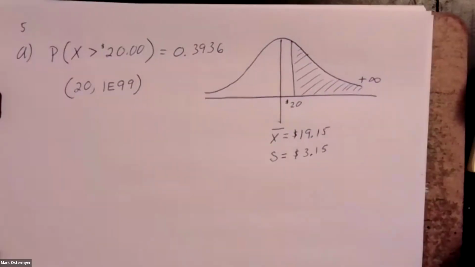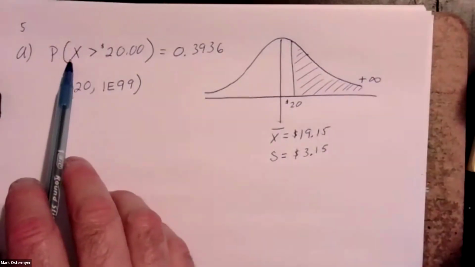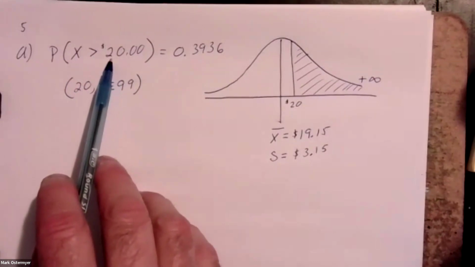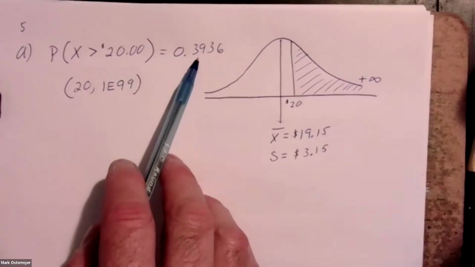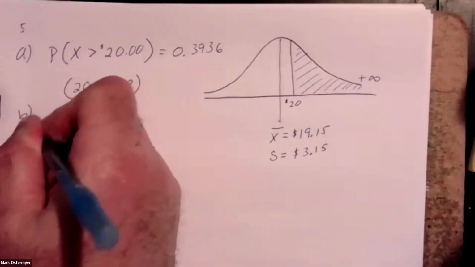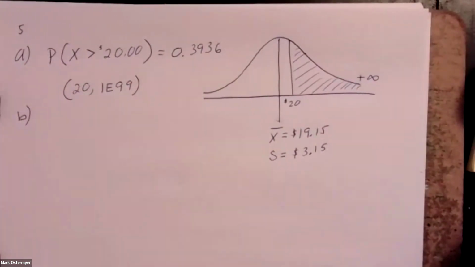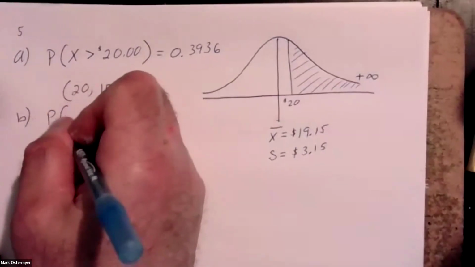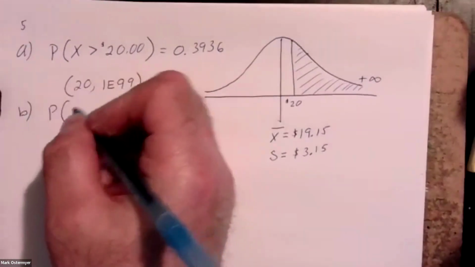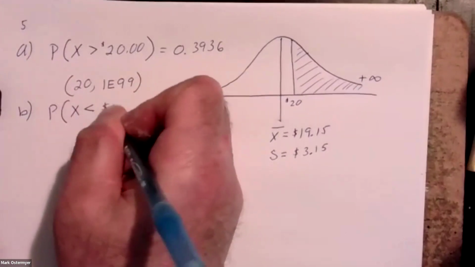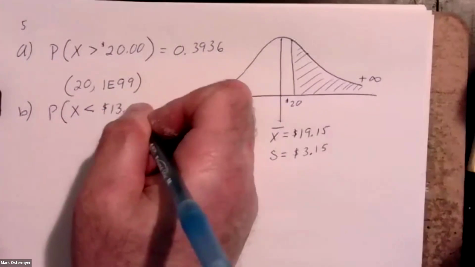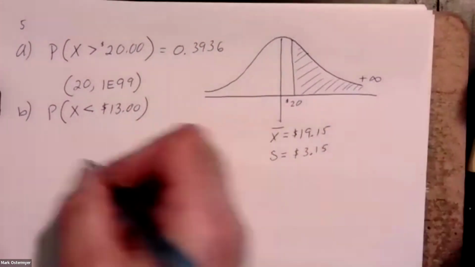Therefore, there's your probability. So the probability of randomly selecting somebody in the leisure and hospitality sector and having their wage be more than $20 an hour would be about a 39% chance. For question B, they want us to compute the probability that a randomly selected person in this sector earns less than $13 an hour. This will be the probability we're trying to find.